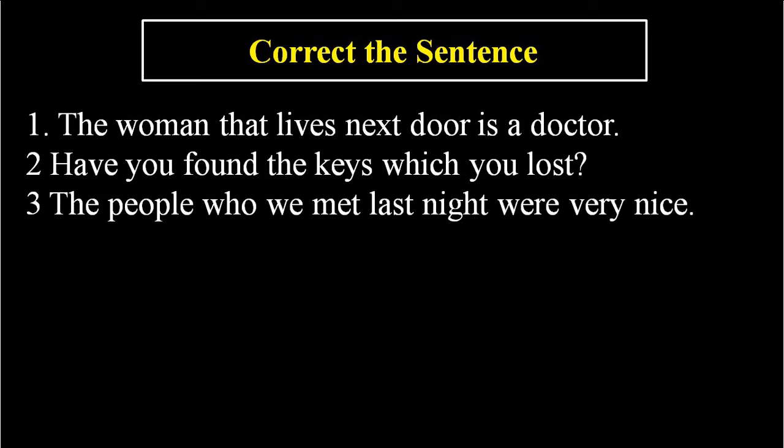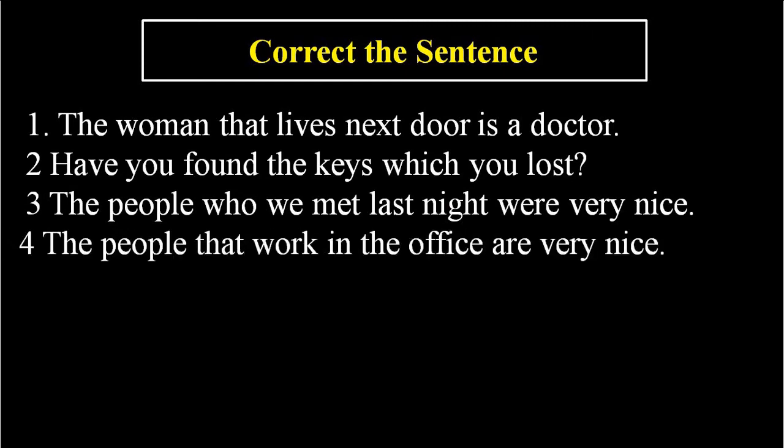The people who we met last night were very nice. So look here, the people who we met, no, whom we met. Why? Because after who there should be a verb, but here there is subject we and verb met. That's why it should be the people whom we met last night were very nice.